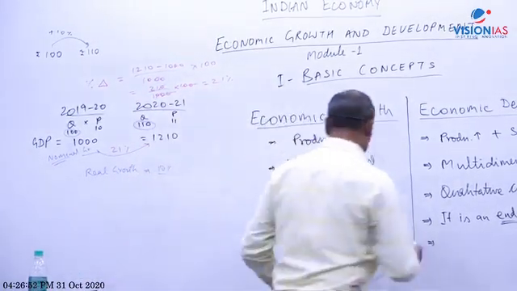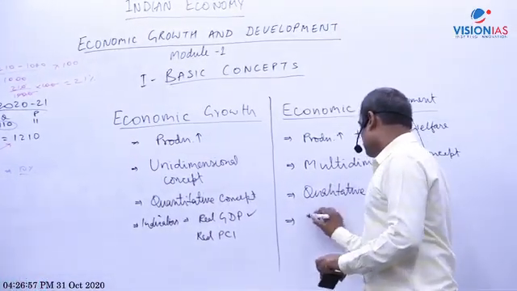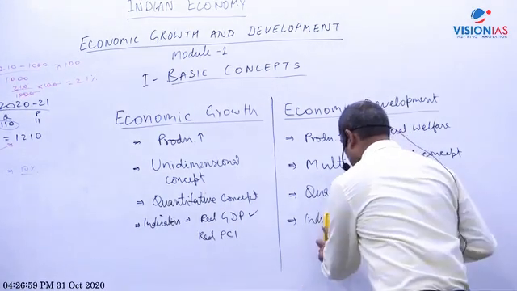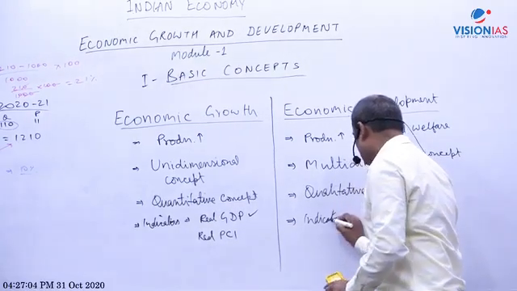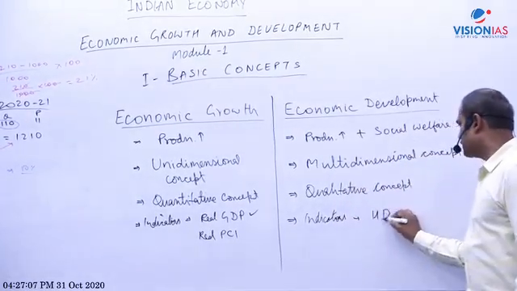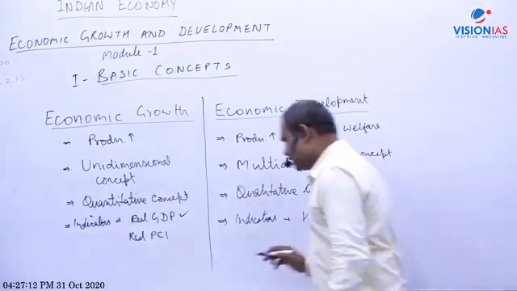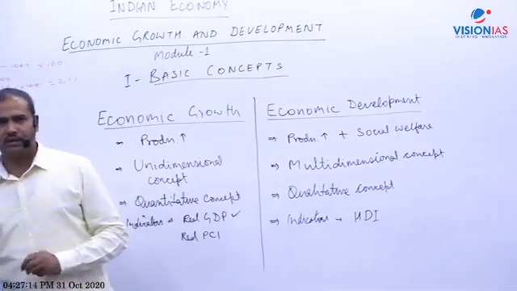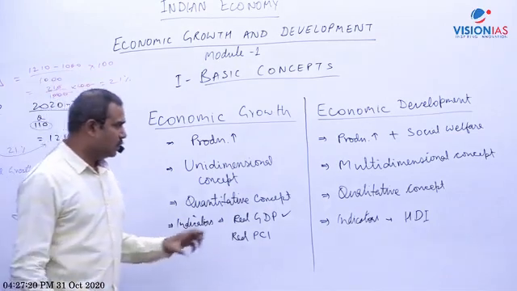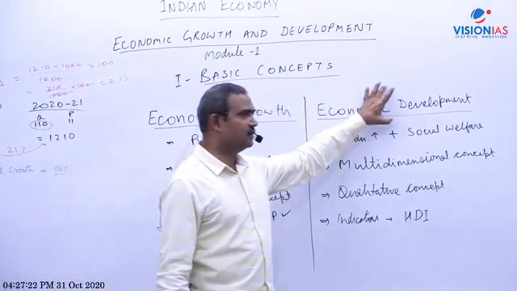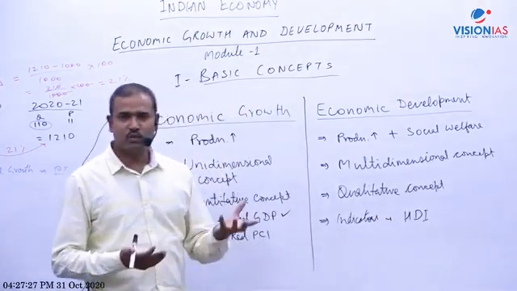Now, what are the indicators of this? I told you already. Indicators are the human development index. The most important is the human development index. It is based on education, health, and standard of living. So the economic development indicators are the human development index, a very important indicator.